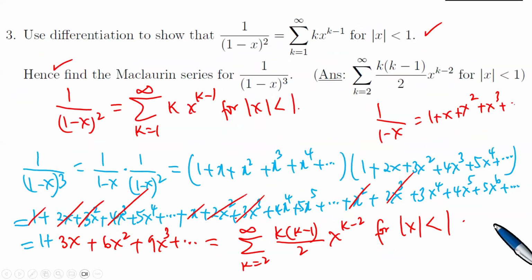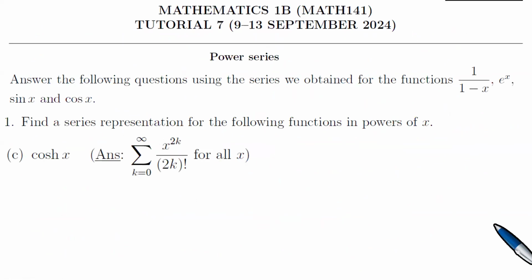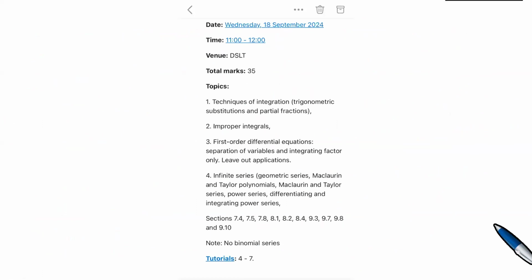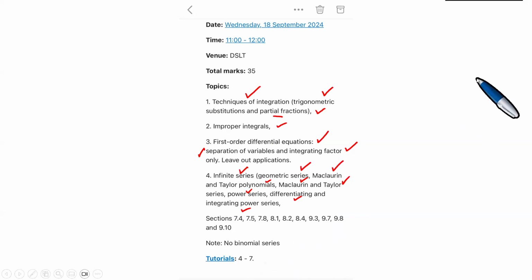Refer to the scope. Here's the scope. Okay, I've taken it from WhatsApp. The techniques of integration, the trigonometric substitutions, and the partial fractions. We've already spent time on the partial fraction, the trigonometric substitutions, and techniques of integration. The improper integrals, we've already spent time on them. First order differential equations, separation of variables, integrating factor, we spent time on them. The infinite series, the geometric series, the Maclaurin series, the Taylor polynomials, the Maclaurin-Taylor power series, differentiating and integrating power series. We've done everything. But we're going to return at 10 and do more. But I'll check with you when you're free at that time.